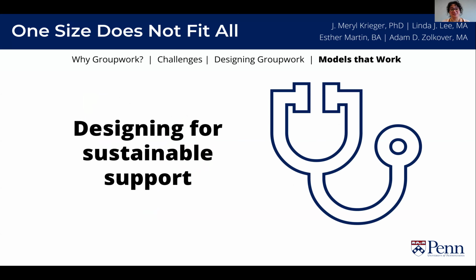And I am going to be using an example to talk about designing for sustainable support. So the example that I'm working from is group work that Adam and I developed for a 6-week course called Value and Quality in Healthcare for the Masters of Healthcare Innovation. And the really important thing that I want to acknowledge first is that our team had a lot of resources that likely not many departments or instructors will have.